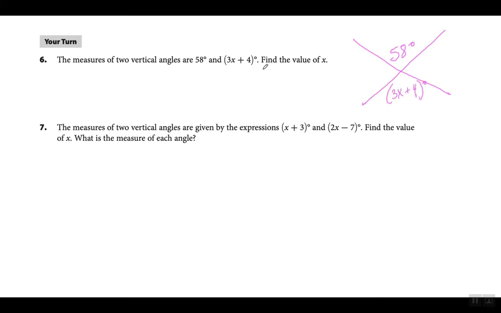Find the value of x, okay? La medida de dos ángulos verticales es 58 grados y 3x más 4 grados. Tenemos que encontrar el valor de x.